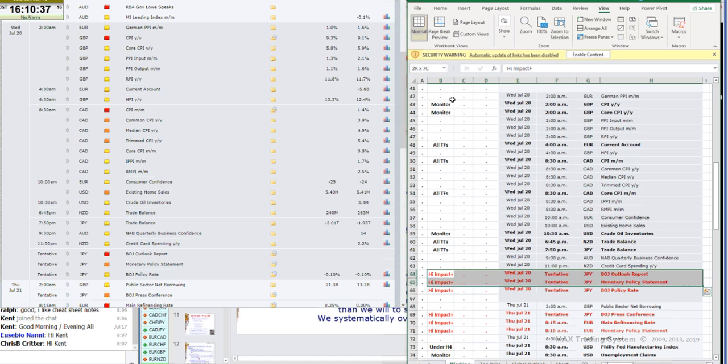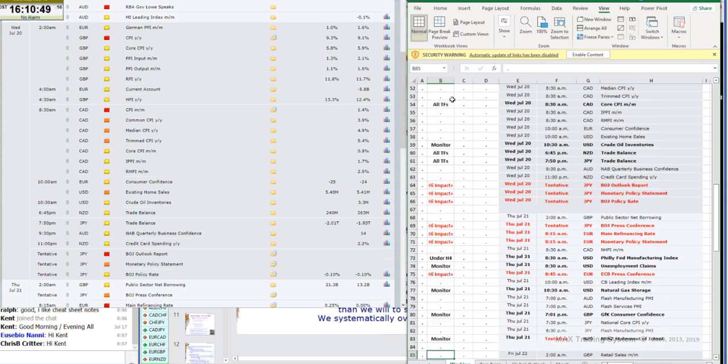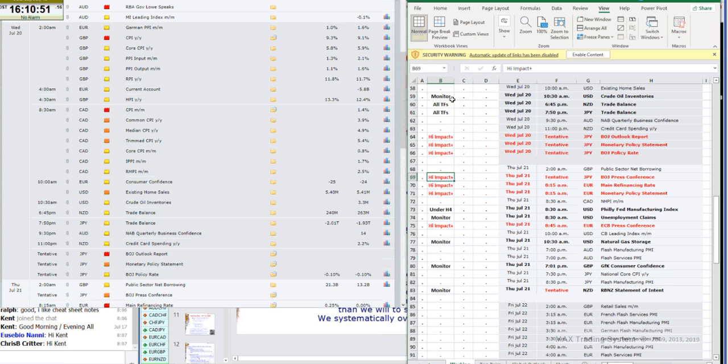I will monitor. You have a big one in red with the yen Bank of Japan outlook report, monetary policy statement, policy rate, and later the press conference. Okay, and that's it for Wednesday. And so for Thursday, if you can scroll down the calendar.